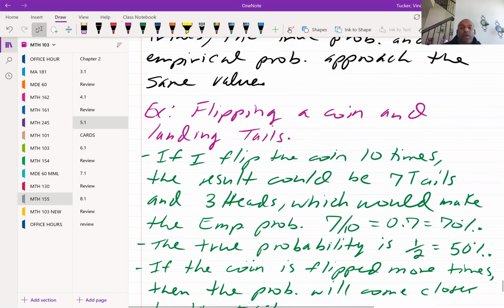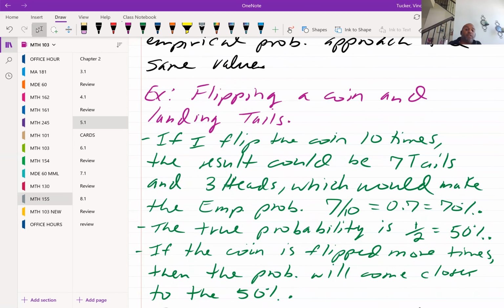What the law of large numbers is saying is that if the coin is flipped more times, then the probability will come closer and closer to that 50%. The more you do it, the more heads and the more tails you record, and eventually you'll get closer and closer to 50%. So that's why a small sample size is not the best way to obtain your probability. You have to do more and more trials, and that's why simulation, whether a computer simulation or something along those lines, would be beneficial, to run it an enormous number of times.